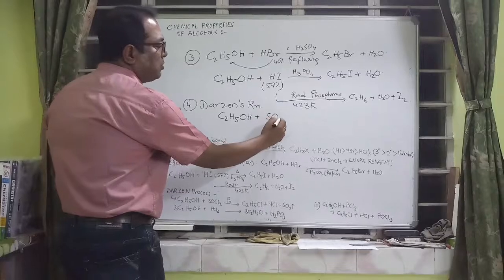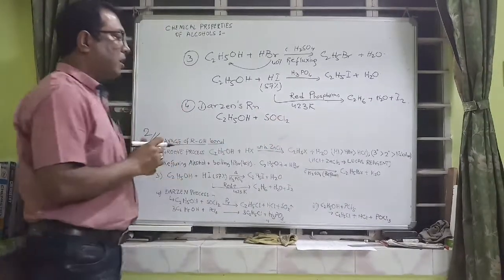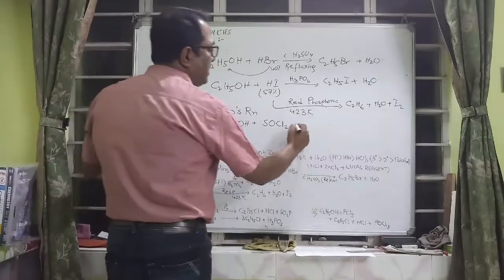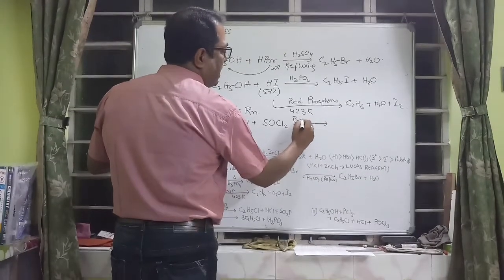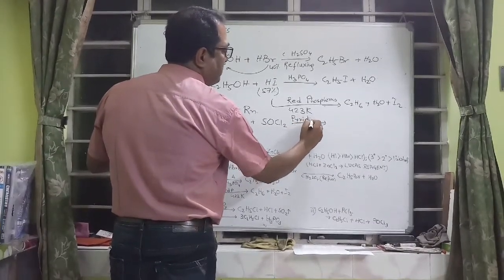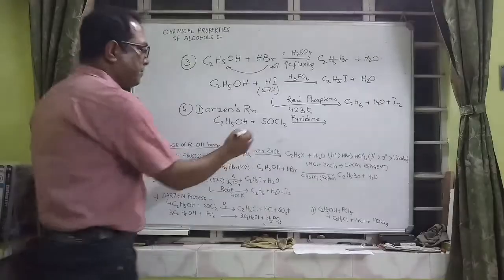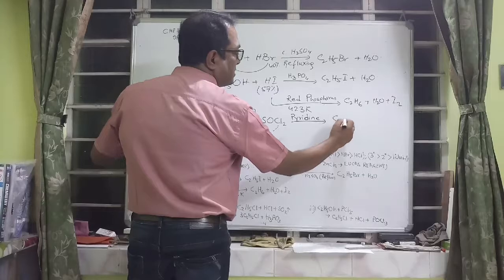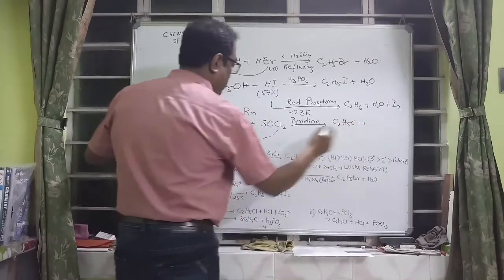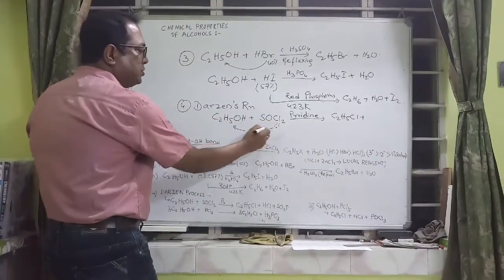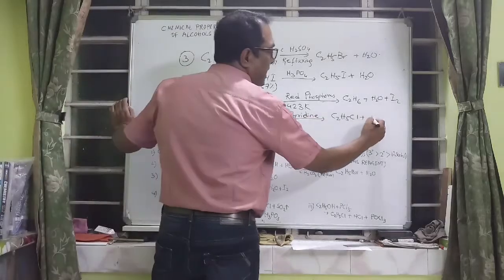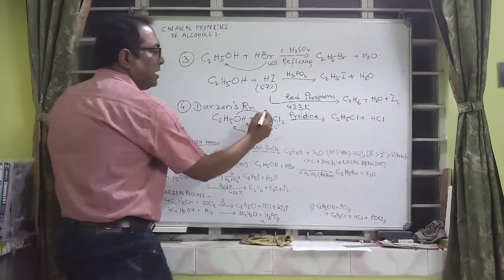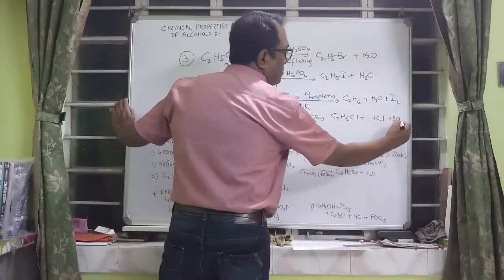the presence of SOCl2. This is what we call thionyl chloride, in the presence of pyridine. In the presence of pyridine, what happens? One Cl joins with C2H5, so it forms C2H5Cl. Another Cl joins with hydrogen to produce HCl, and this SO with this O forms here SO2.